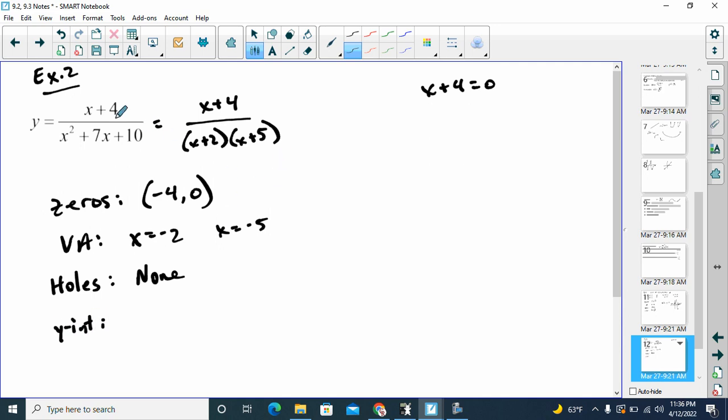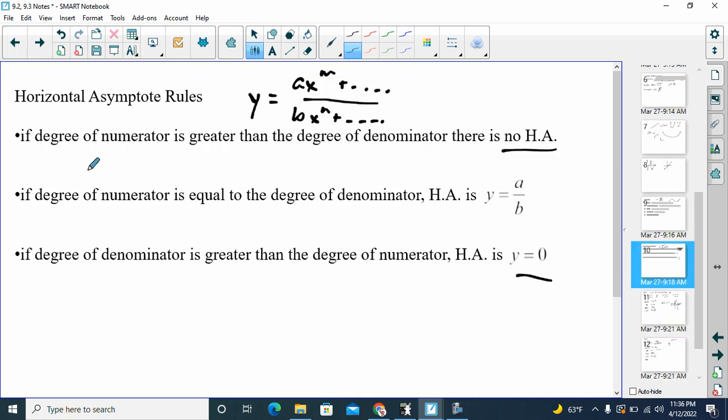The y-intercept, if I plug in 0 for my x, I get 4 on the top and 10 on the bottom, which reduces to 2 over 5. And our horizontal asymptote, the degree on the top is 1 and on the bottom is 2. If the degree is bigger on the bottom, we do have a horizontal asymptote, and it is y equals 0. Degree on the bottom is bigger than the degree on the top, y equals 0.